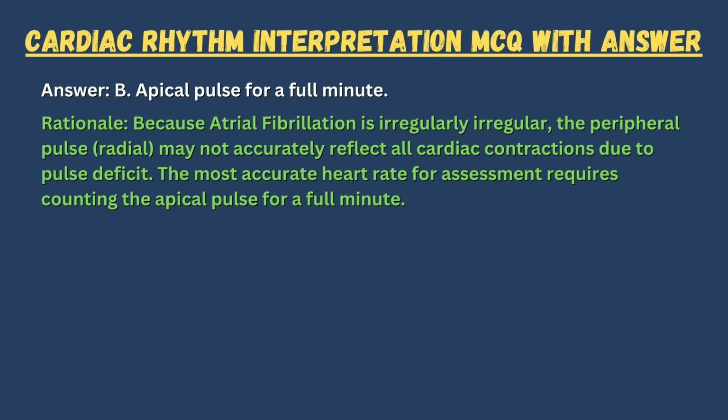Rationale. Because atrial fibrillation is irregularly irregular, the peripheral pulse, radial, may not accurately reflect all cardiac contractions due to pulse deficit. The most accurate heart rate for assessment requires counting the apical pulse for a full minute.